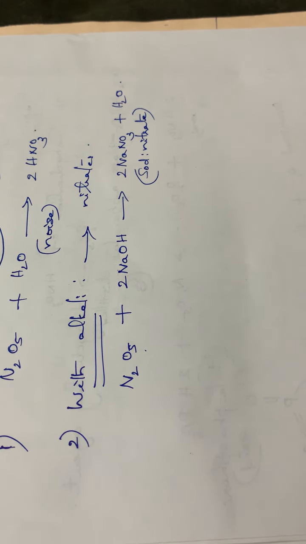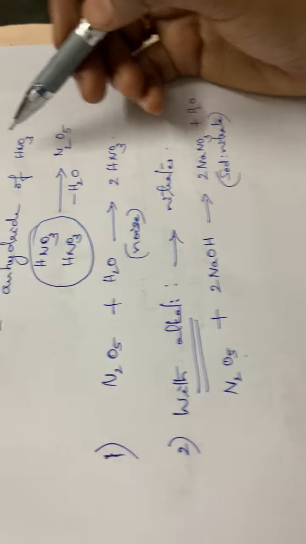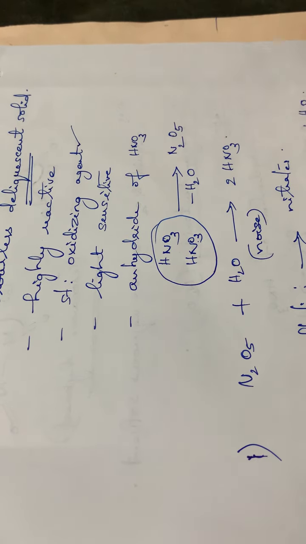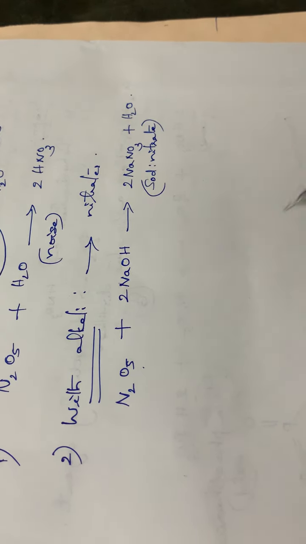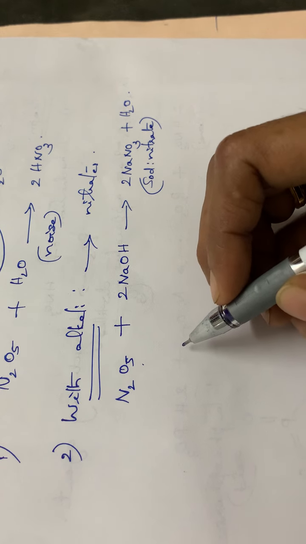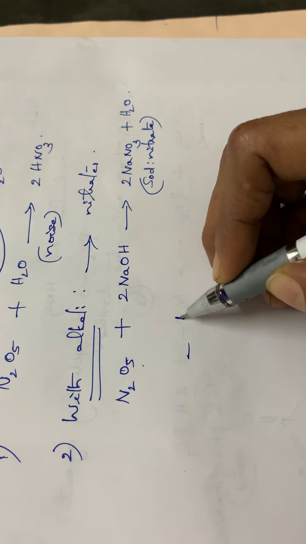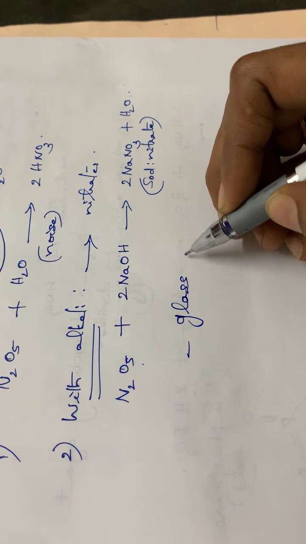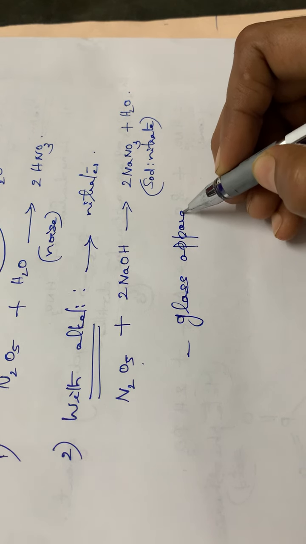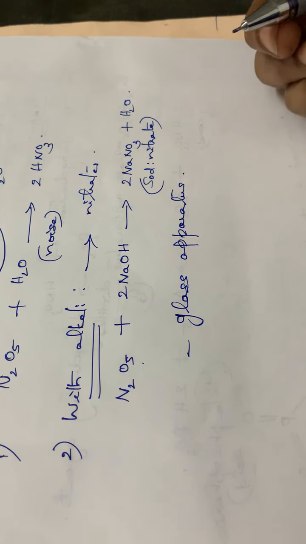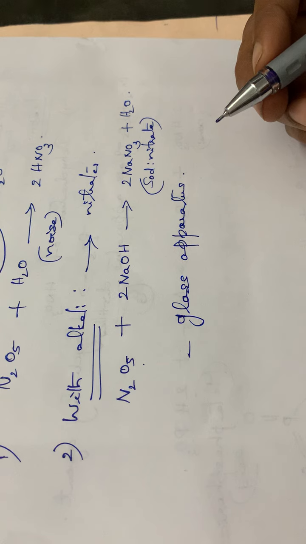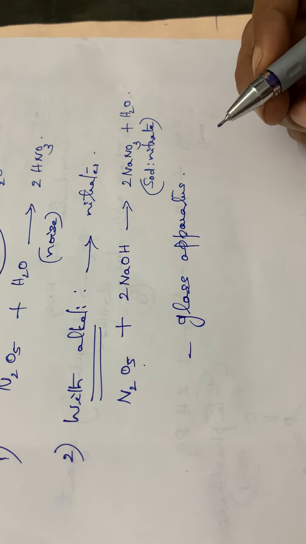Again, N2O5, as already said, is a powerful oxidizing agent, isn't it? Hence it is kept in glass apparatus, since it attacks rubber, cork, etc.